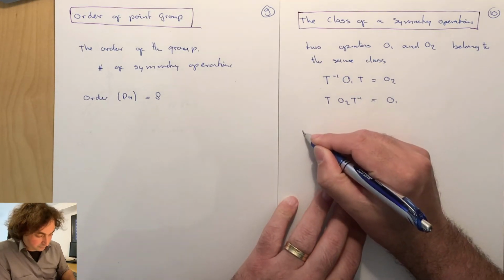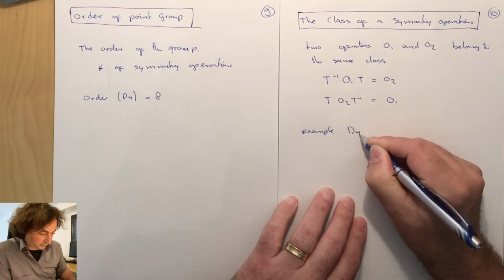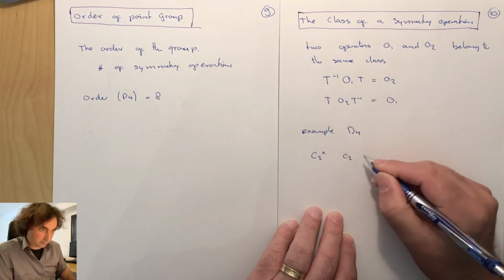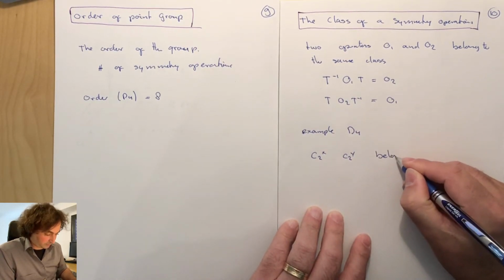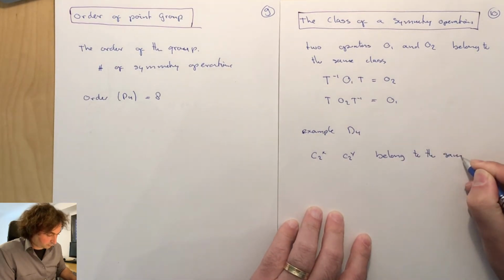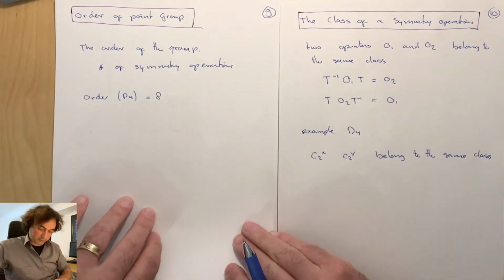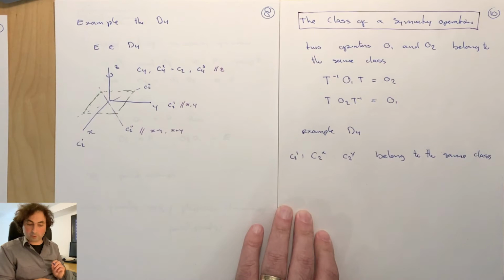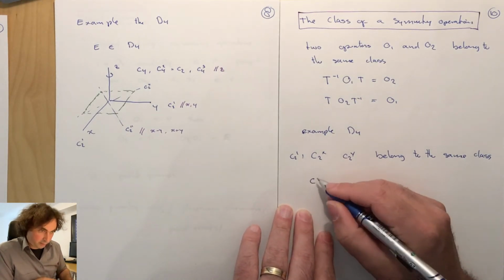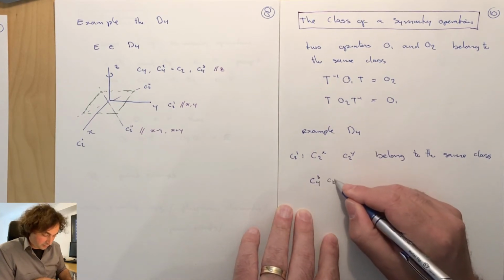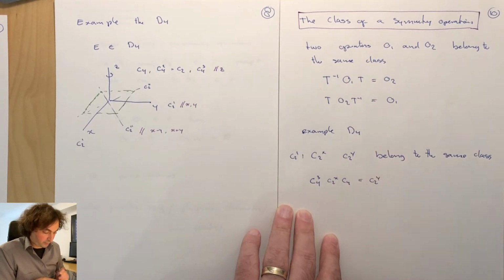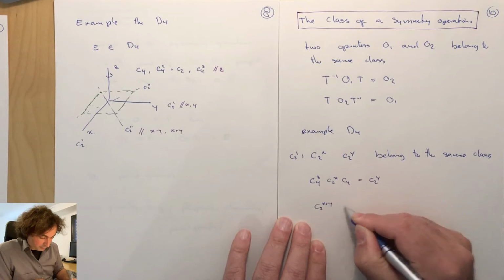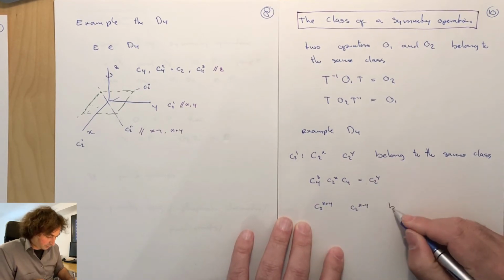So let's have a look at an example, and for that we're going to take our D4 point group. There we have the C2 around the X and the C2 around the Y belonging to the same class. What we called here C2 prime, which is a C2 either around the X or the Y direction, belong to the same class. And if you take C4 cubed C2X C4, then this is equal to C2 around the Y direction. So these belong to the same class. The same we can do for X plus Y and X minus Y, which belong to the same class.